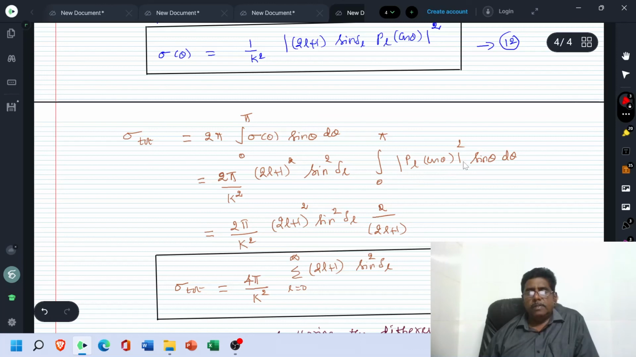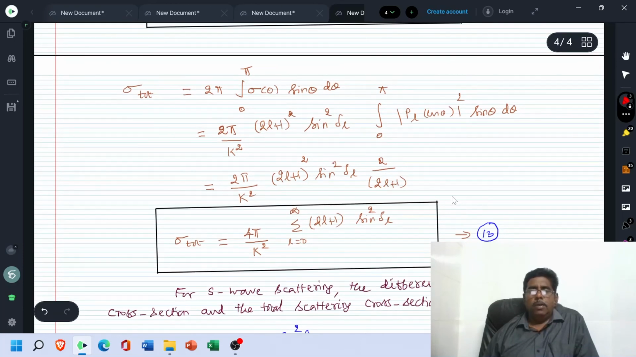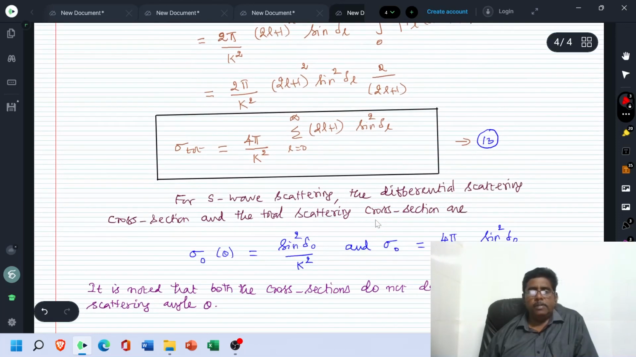This is the standard integral. The value of this integral is 2 divided by (2L+1). Now this (2L+1) squared cancels out, giving 2 into 2, which is 4. Therefore, σ total is equal to 4π/k² times the summation over L equal to 0 to infinity of (2L+1) sin²δL. This is the formula for the total scattering cross section.